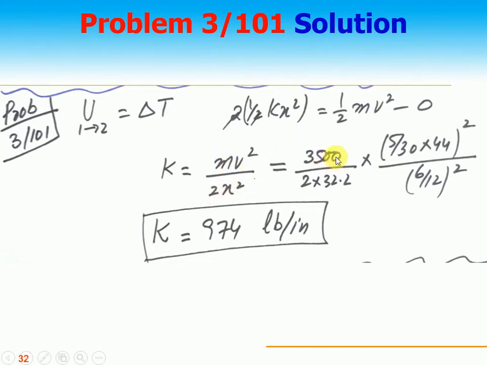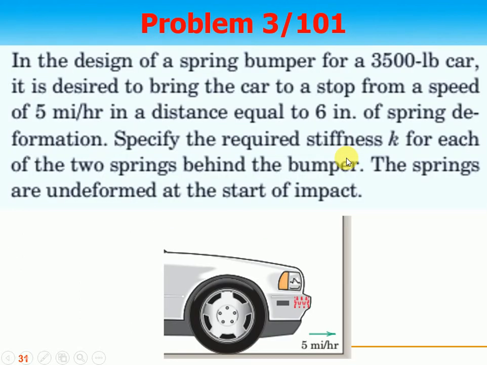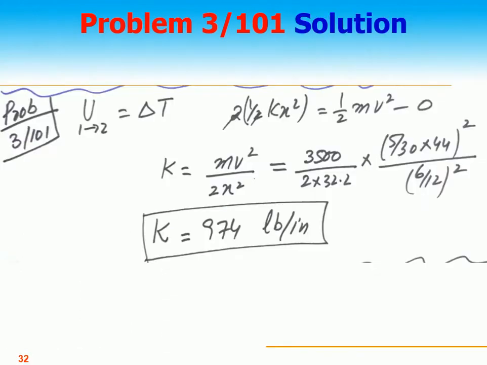This is the mass, 3,500 pounds, so I divide by 32.2. This 2 is this one. Now this is miles: 5 times 5280 by 3600, whole squared, over 6 by 12, whole squared. Velocity is converted into feet per second, and this one is converted into feet, whole squared. There's a 974 pound per inch stiffness of the spring required.